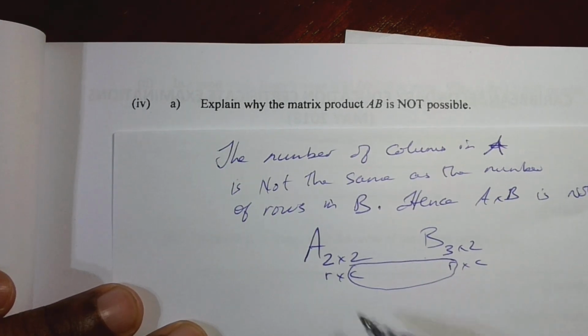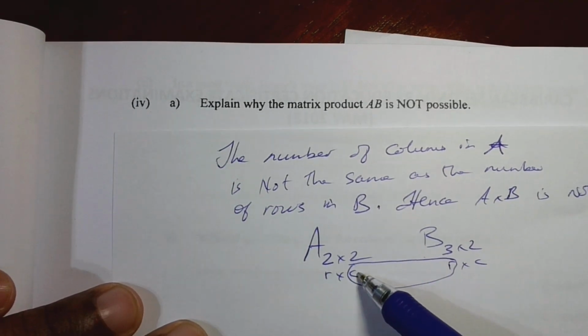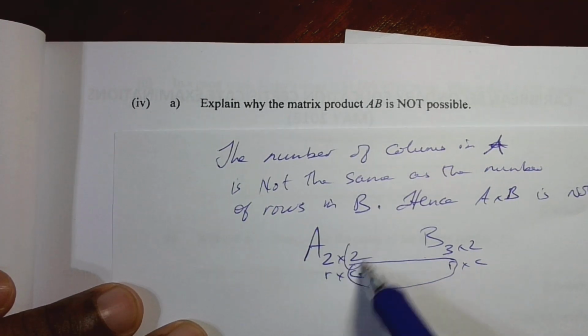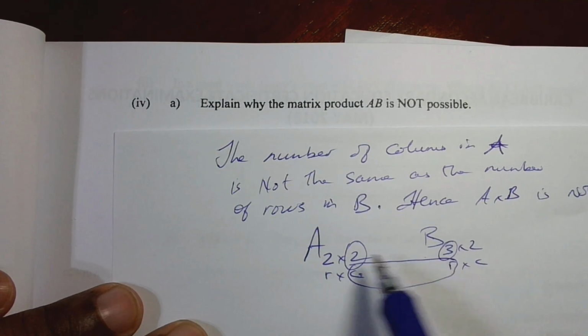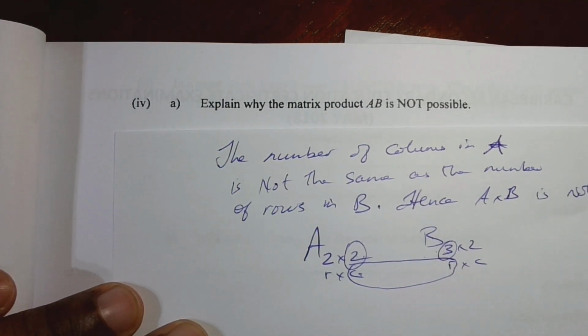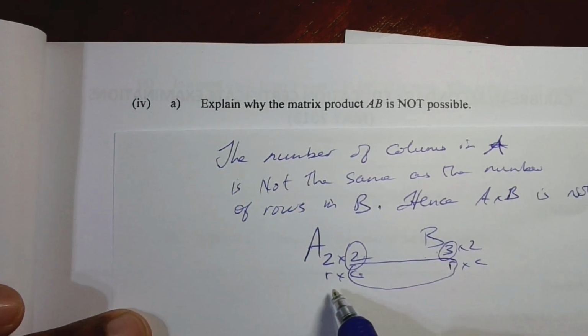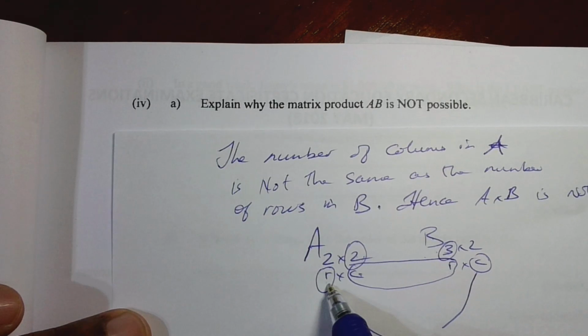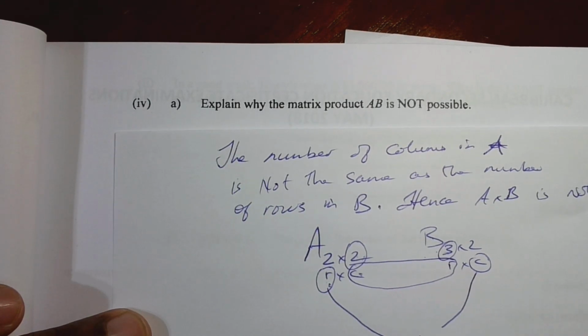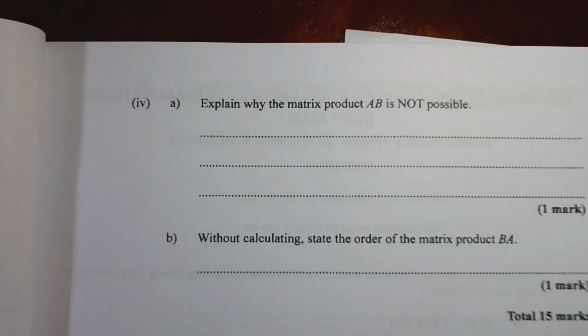So the number of columns, in this case for A, must be the same as the number of rows for B, and we can see that they're not the same. And the resultant matrix will be these guys multiplied, whatever number this is by whatever number that is, that'll be the resultant matrix. And the second part will deal with that.